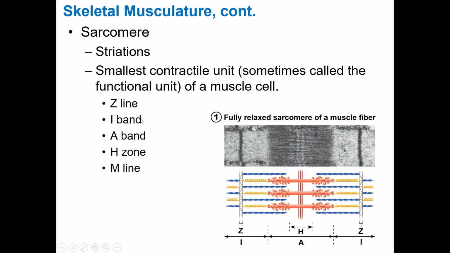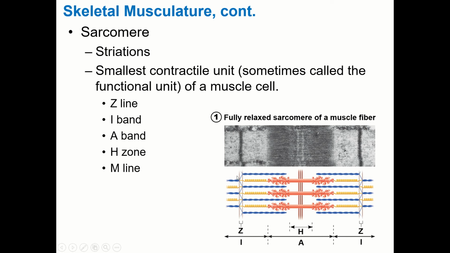So we move from the Z-line to the I-band. The I-band is where there is actin only. The A-band is where there's overlap, so it runs from one end of the myosin to the other. So you've got lots of overlap in most of that area. And then the H zone is this middle portion with myosin only. And then the M line is the midline here. And those are the major structures of the sarcomere.